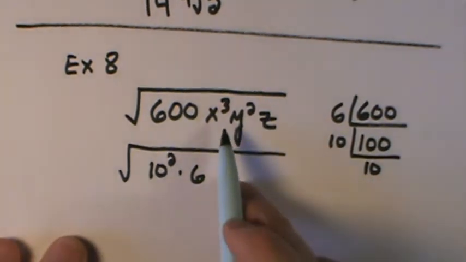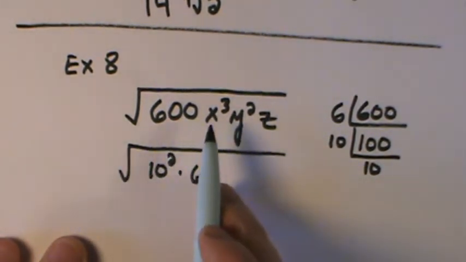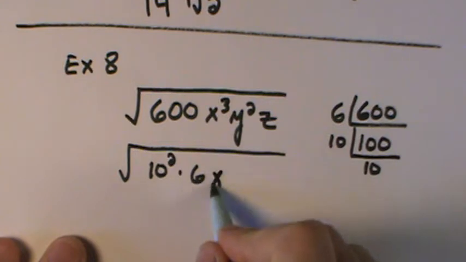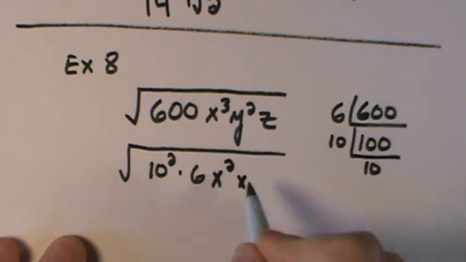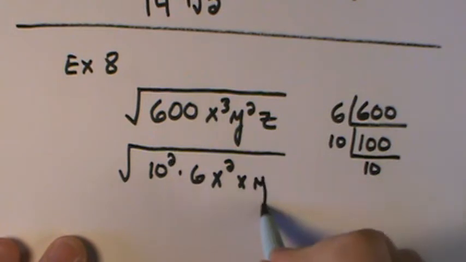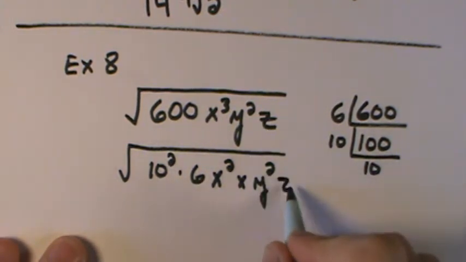As I move to my variables, I'm just looking to match this index. I need a square to get out. So the x to the cube, or x to the third, could be called x squared times x. The y squared is primed and ready to get out. And then I've got a z.